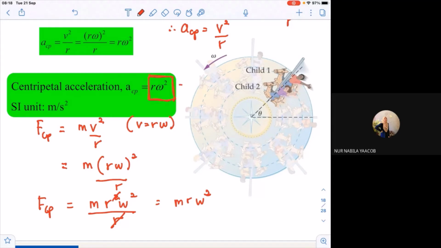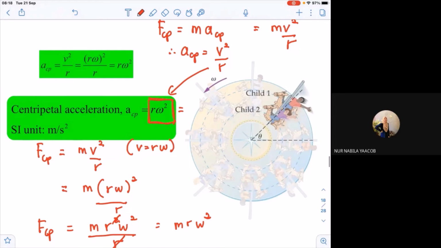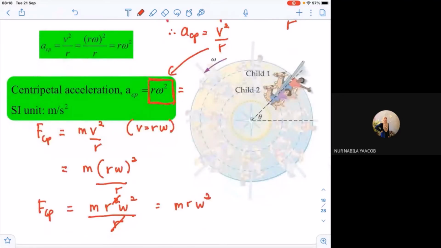Before this, if you have velocity or speed, we can use the equation v squared over r. But in terms of omega, the centripetal acceleration can also be known as r omega squared. So that depends on the situation. If the question doesn't give you omega, then you need to use v.